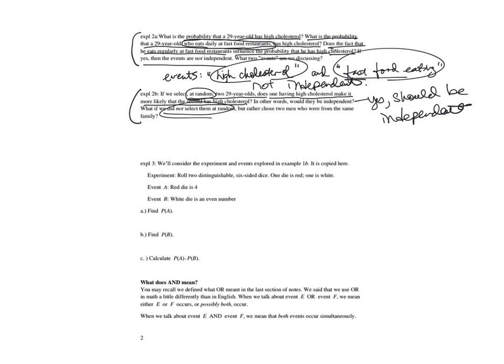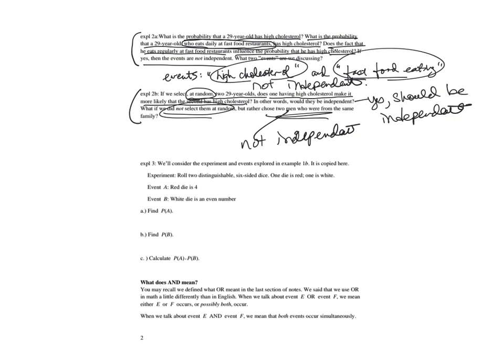But what if we did not select them at random? What if we choose 2 men from the same family? Then they're not going to be called independent. Then probably one having high cholesterol does affect the probability that the other has high cholesterol, simply because people in the same family eat in the same way, with the same habits.